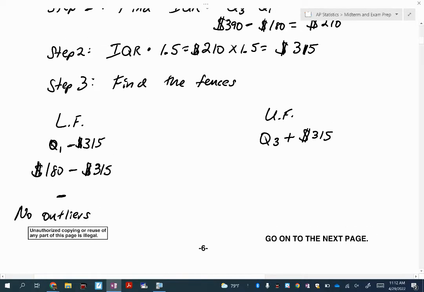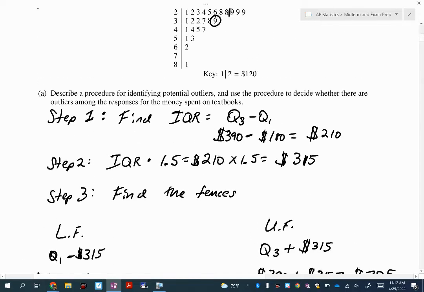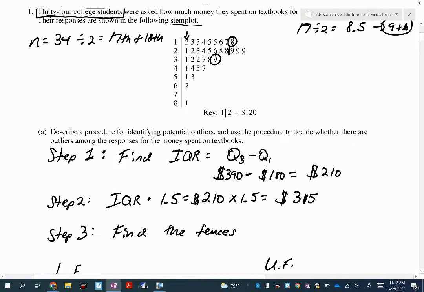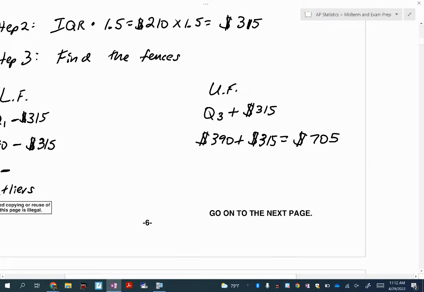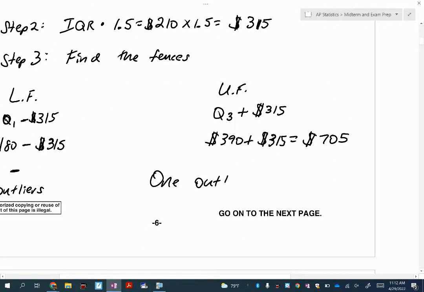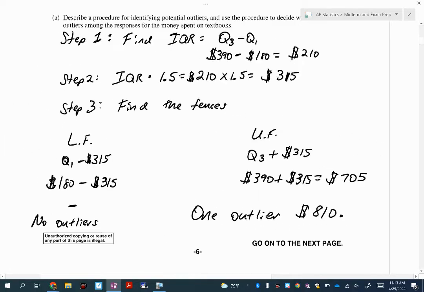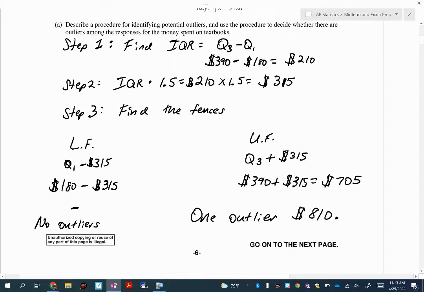Let's do the upper fence. This would be quartile 3, which is 390, plus 315, which is going to be $705. So now when I look at my data, I'm looking to see if there are any students that are spending more than $705. And there is. There's one student spending $810. So we have one outlier, and it's that student that spent $810 on textbooks. So that's the process and using the procedure to figure out if there are any outliers.